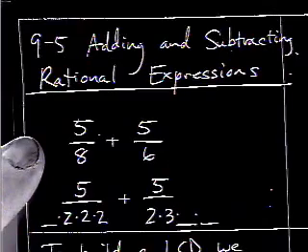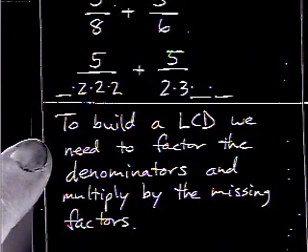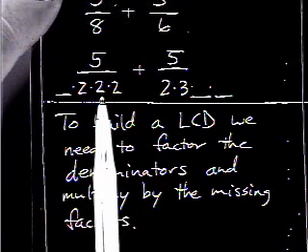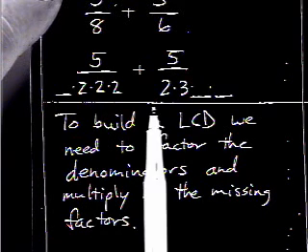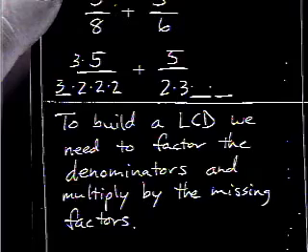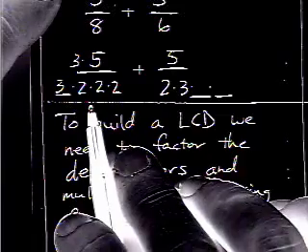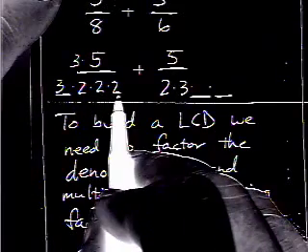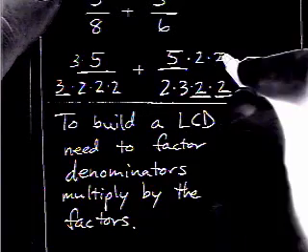The reality is that to build a least common denominator, we need to factor the denominators and multiply by the missing factors. So in other words, I'm going to look at this right here, and I'm going to say, what is this denominator missing that this one has? And I can clearly see that it's missing a 3. So I'm going to multiply the top and bottom of that fraction by 3. What is this denominator missing that this one has? Well, it looks like this one has a couple extra 2's in it, and that's what I'm going to multiply this one by, the extra 2's.